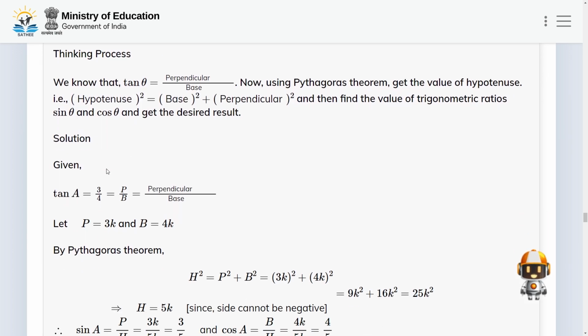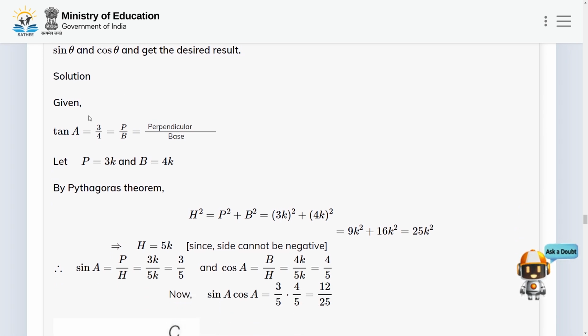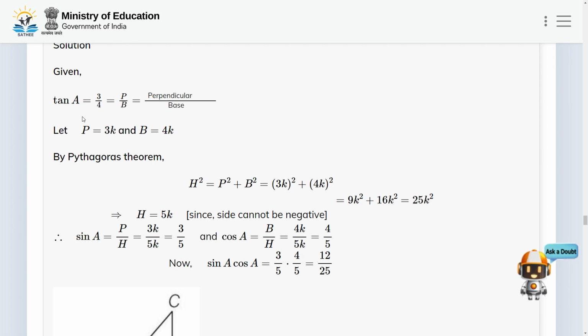So we know that tan theta is equal to actually perpendicular by base. Okay, so now using Pythagoras theorem, get the values of hypotenuse, that is actually hypotenuse square is equal to base square plus perpendicular square, and then find the value of trigonometric ratios sin theta and cos theta and get the desired result. So here given that tan a is equal to 3 by 4, and we know tan a is equal to perpendicular by base.